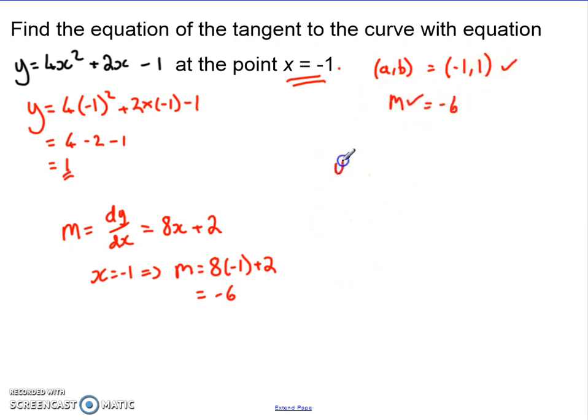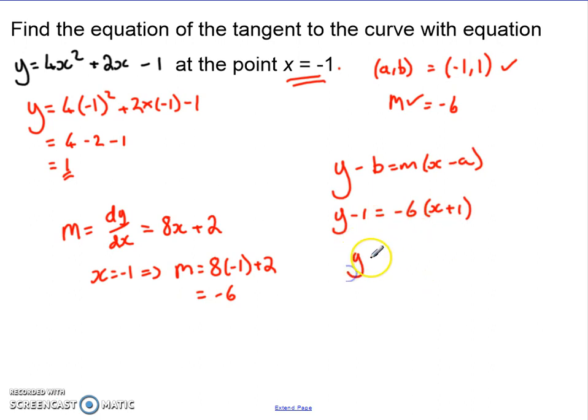is substitute in. So I know y minus b equals m bracket x minus a, and I can put the information in there. So y minus 1 equals negative 6 bracket x minus a, so it's minus minus 1, plus 1. And then we just multiply it out and write it in the form we want. So y minus 1 equals negative 6x take away 6. y equals negative 6x minus 5.